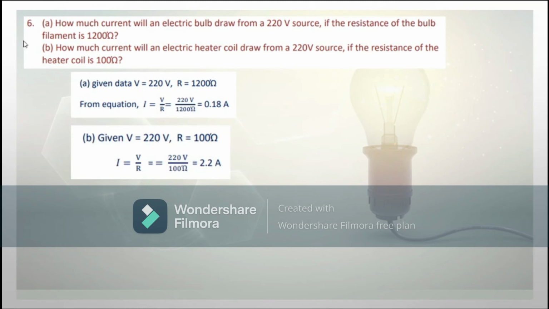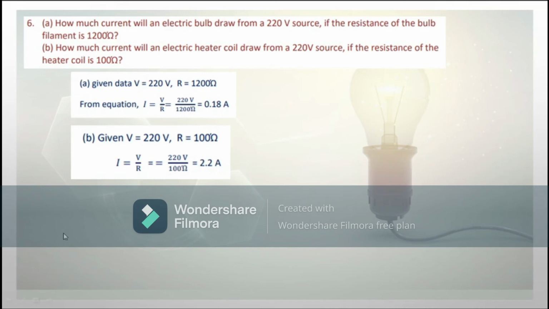And moving on to the next part of the question, that is how much current an electric heater draws. Here also we have to find I from a source of 220 volts, that is V is equal to 220, and resistance R is 100 ohms. So V is given, R is given, and we have to find I. The same formula we have to use here also, that is I is equal to V by R. So that is equal to 220 volts by 100 ohms, that is equal to 2.2 amperes.